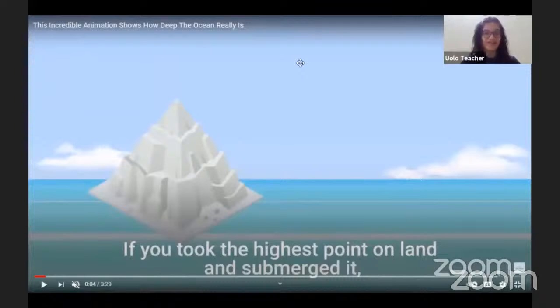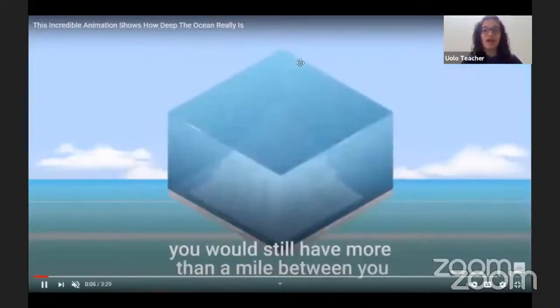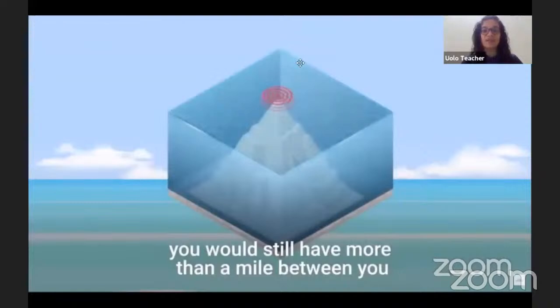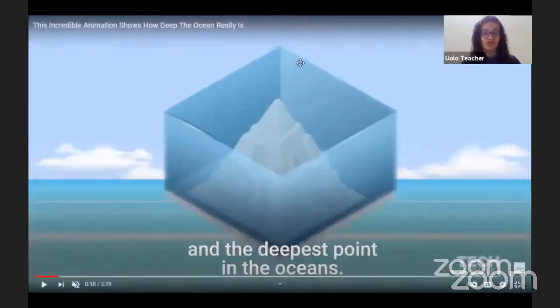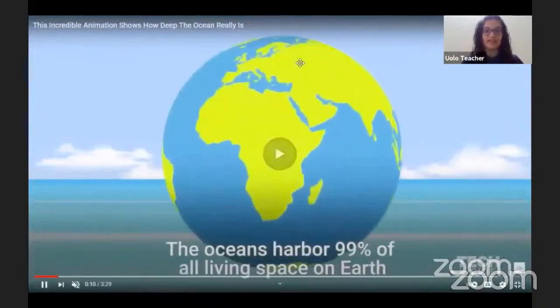And do you know where Mount Everest is? That is right. Mount Everest is very much in India. So the highest point on land is actually in our country, India. So the highest point of land when inverted and submerged or just submerged in water, we would still have around a mile left between us and the height and the depth of the actual ocean.